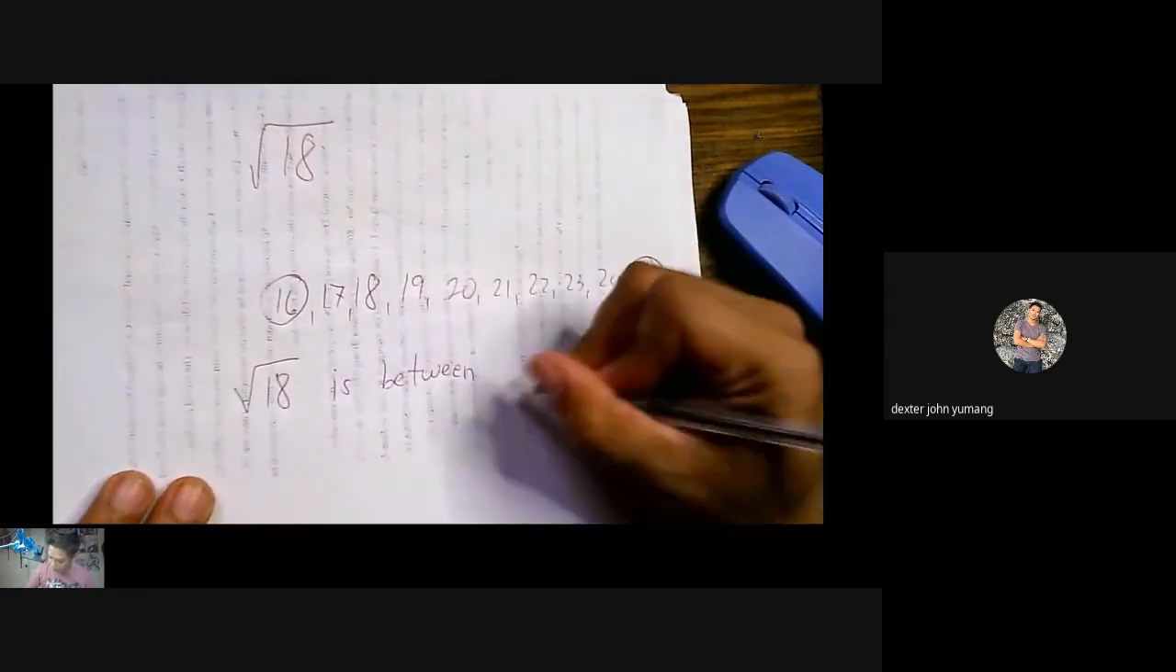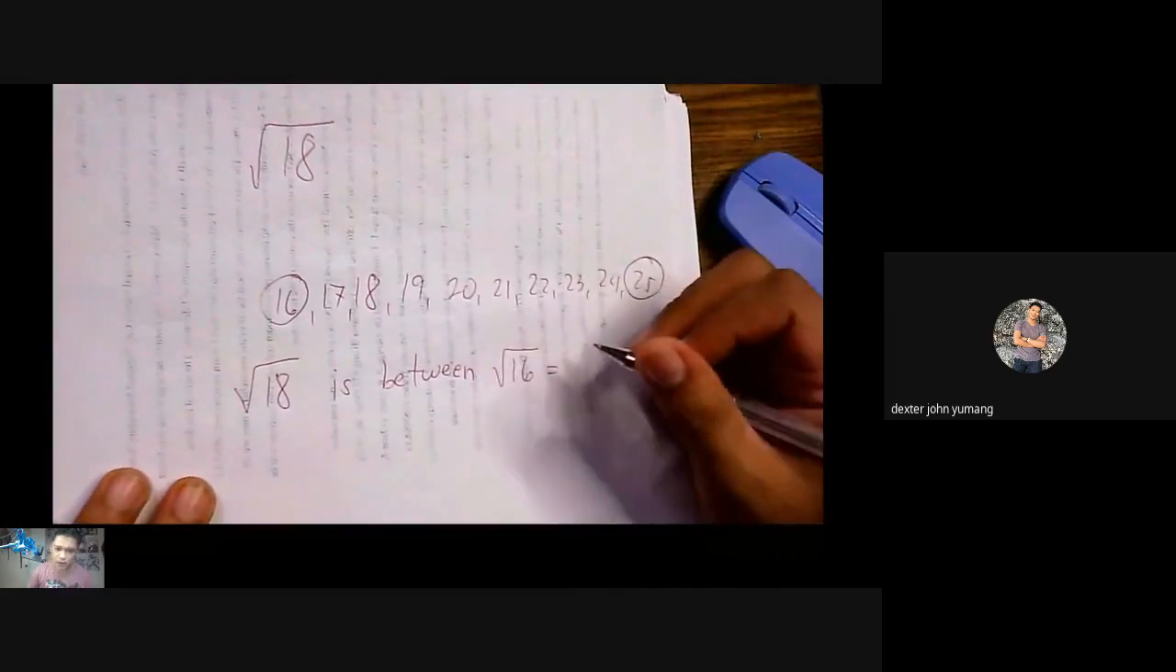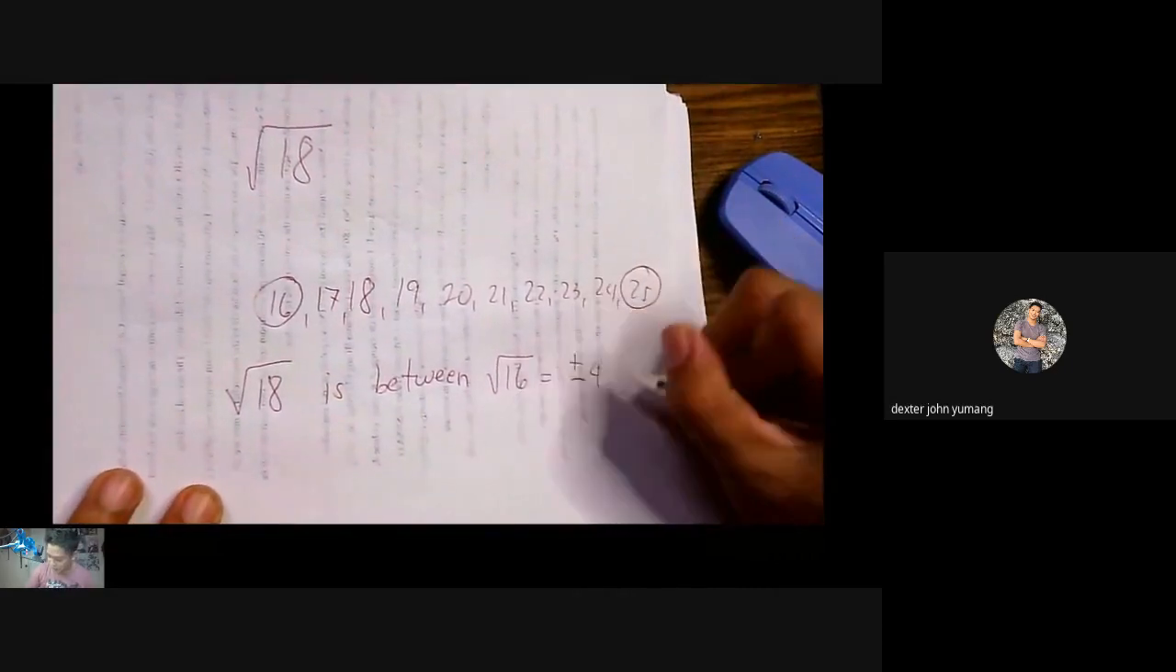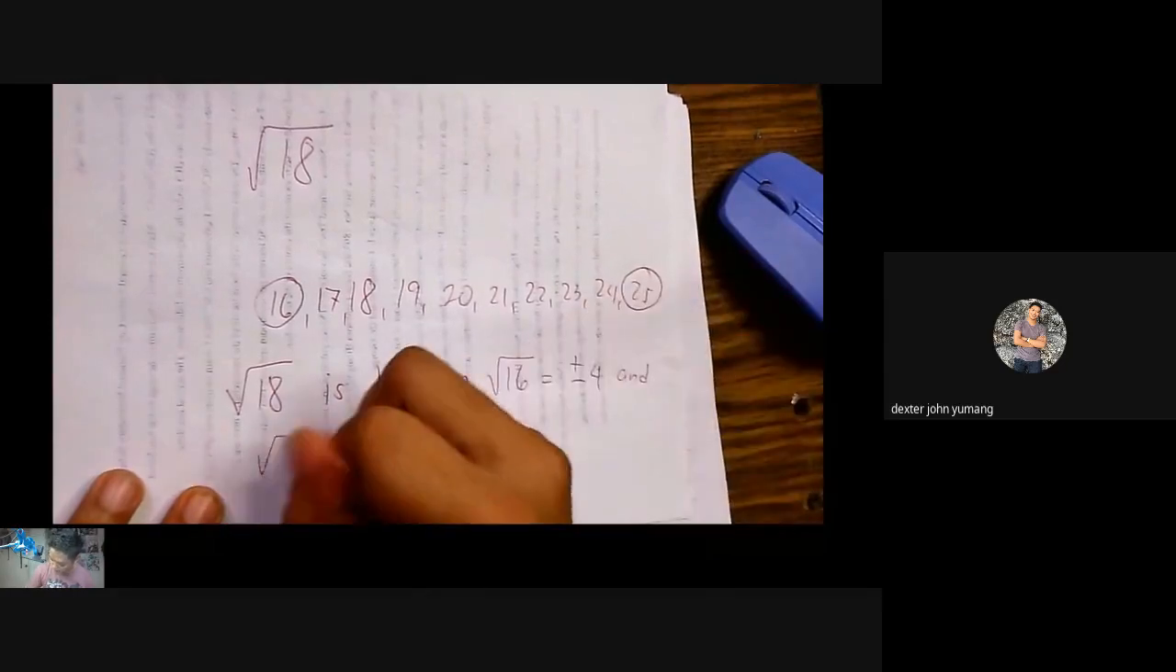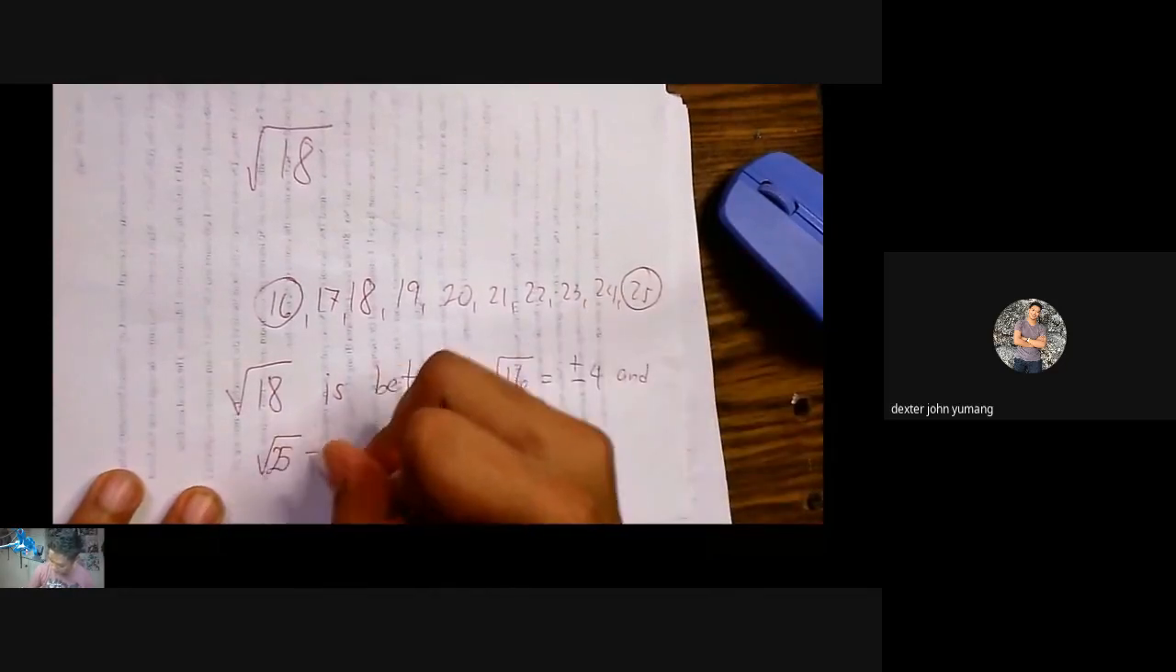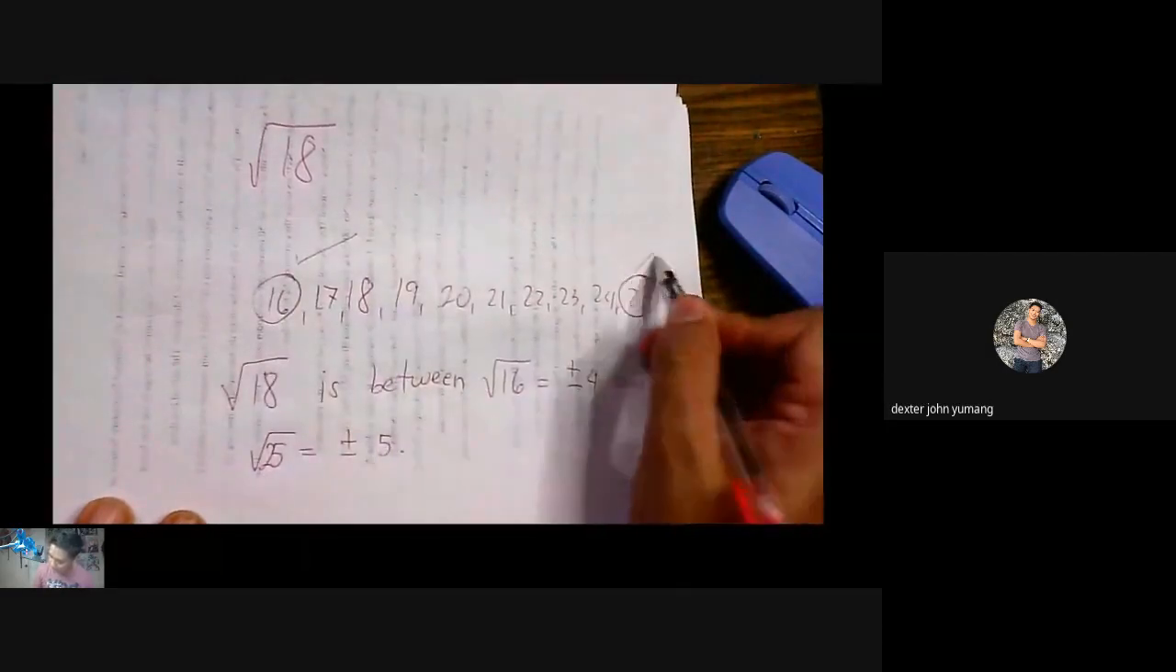Ngayon, sulat nyo agad. Square root of 18 is between square root of 16. Ano pong square root ng 16? That is plus minus 4. And square root of 25, which is equal to plus minus 5. Yan po yung sagot. Saan ko po gikuha itong 16? Ito po siya. Saan ko po gikuha itong 25? Ito po siya. So ganun lang po.